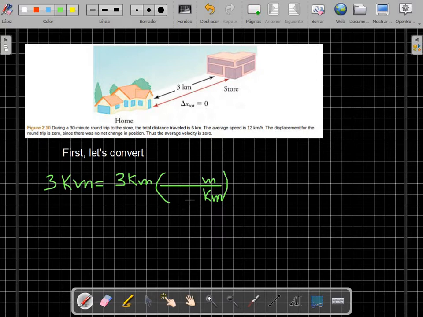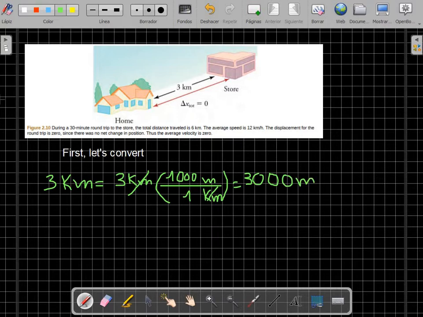So here we must remember that in 1 kilometer there are 1000 meters. And now we can cancel or simplify the kilometers, and we can multiply 3 by 1000, which is 3000, and divided by 1 it's 3000. So the answer is 3000 meters.